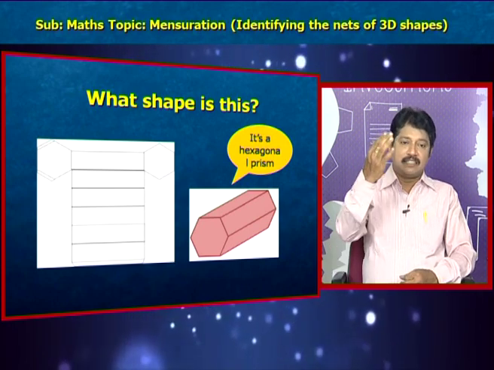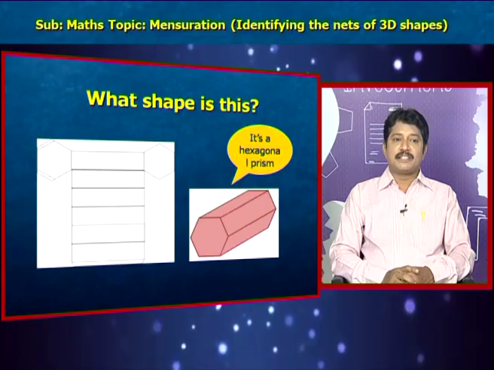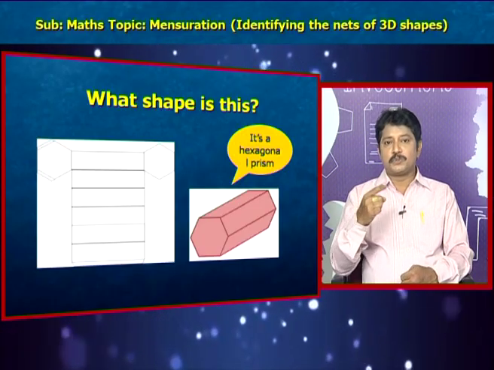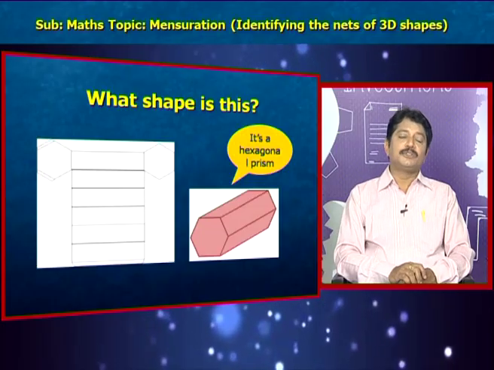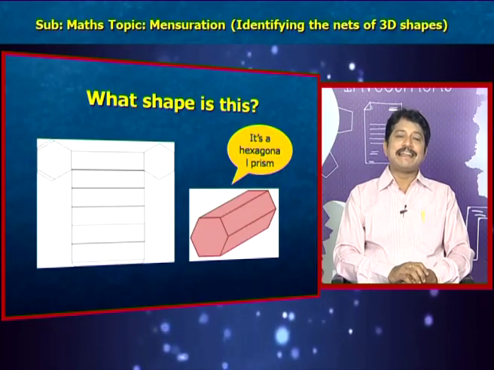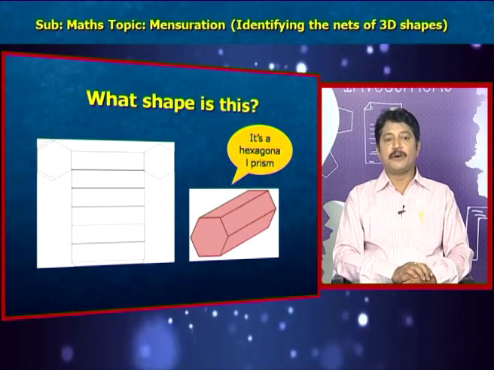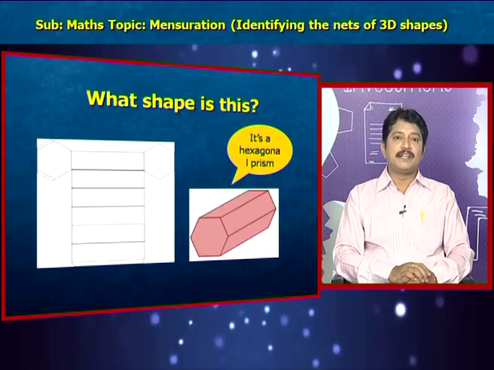So, 6 rectangular shapes are there. When there are 6 rectangular shapes, and the other one, it is 1, 2, 3, 4, 5, 6. So, that shape is a hexagon, correct? There is a concept we call polygons. So, what is meant by polygon here?